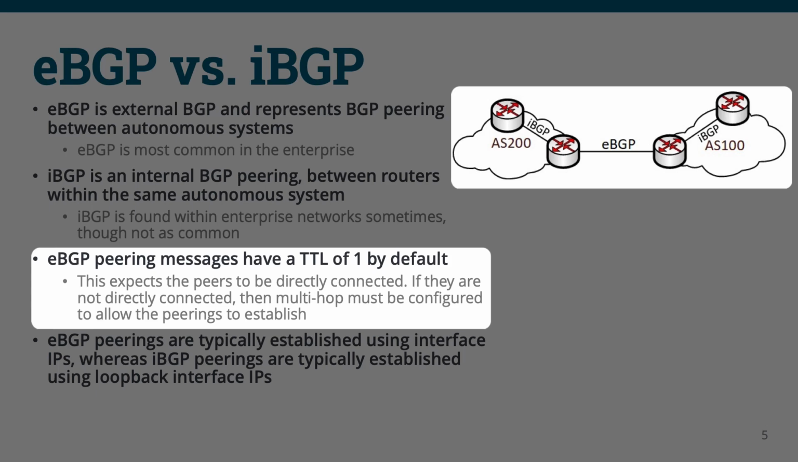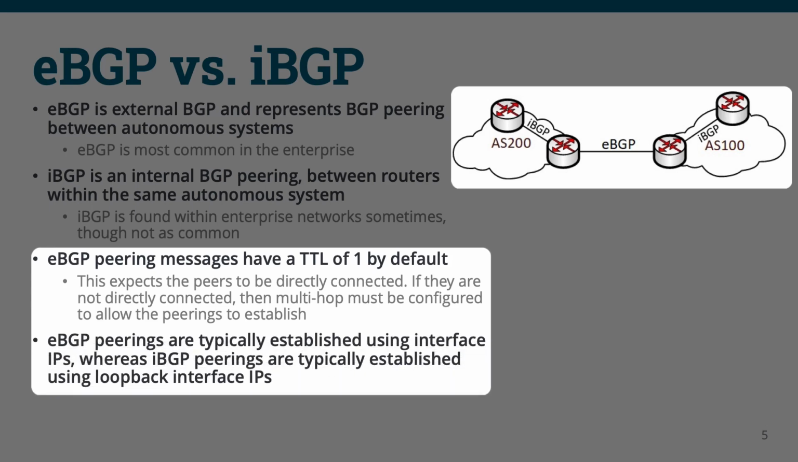This means the protocol is expecting its peer to be directly connected and to be peering with the interface IP address of the directly connected peer. If the eBGP peer is more than one hop away, then a feature called multi-hop must be configured to increase the TTL of the messages and allow them to traverse layer 3 hops. This is why eBGP peerings are typically done between interface IPs. iBGP peerings, on the other hand, are typically established between loopback interfaces to ensure highly available connectivity.